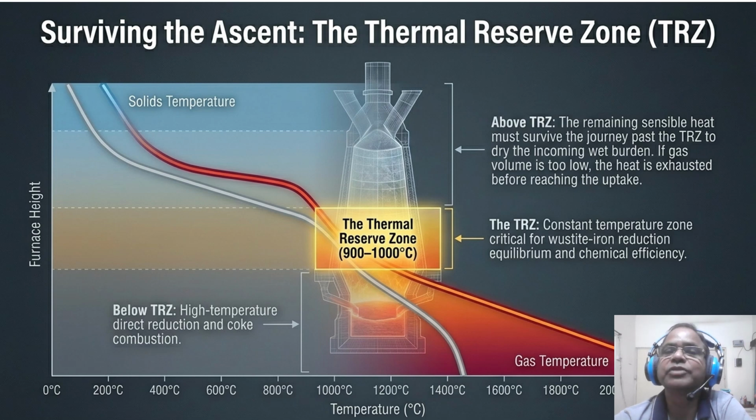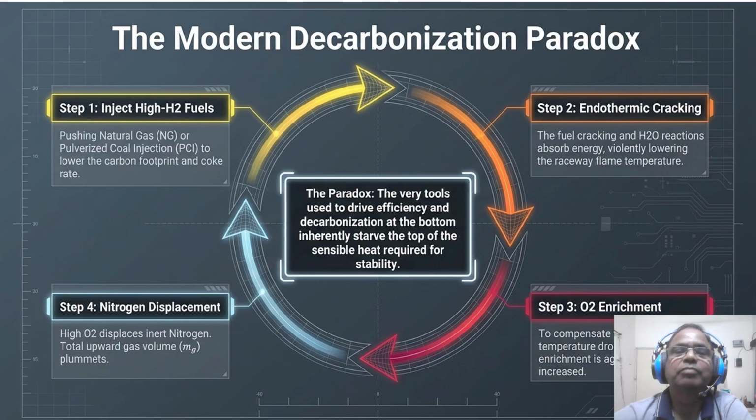If the gas volume is too low, represented by the narrowing red area, sensible heat is exhausted before reaching the top. You lose the thermal fuel required to dry the incoming wet burden. Why is the gas volume dropping? It's a decarbonization paradox. So coming to our modern decarbonization paradox.